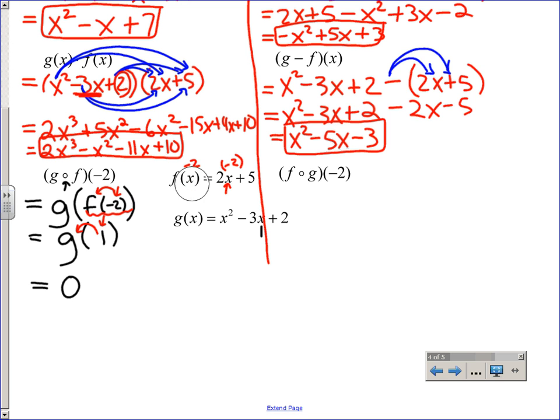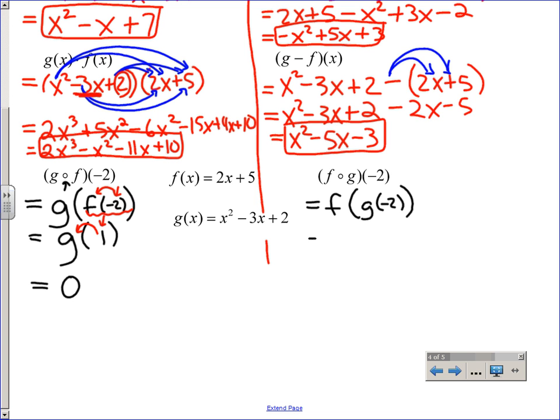So the other direction, the next problem over, says to do f of g of negative 2. So again, first thing we do is rewrite it. This means f of g of negative 2. So this time we do g first. We put negative 2 into g. So be super careful here. Use your calculator, but watch your parentheses so you don't mess up your signs.